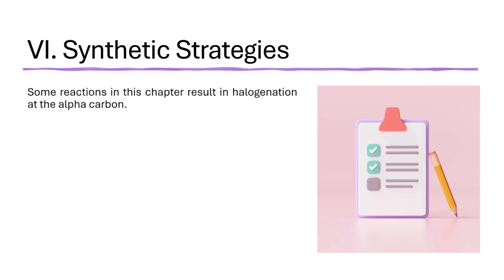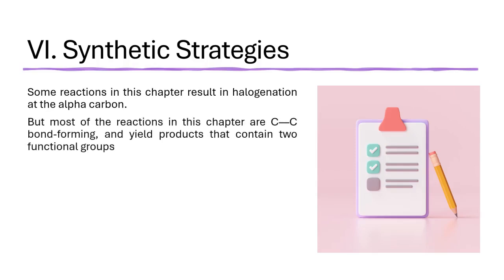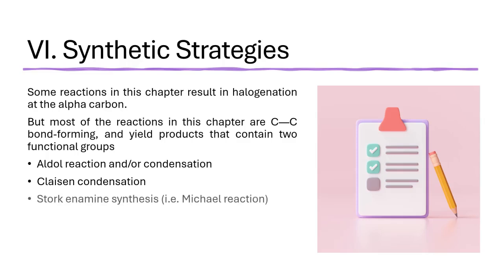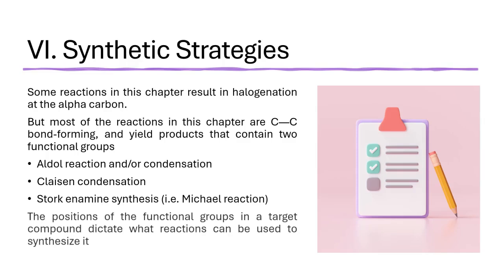Synthetic strategies. Some reactions in this chapter result in halogenation at the alpha carbon. But most of the reactions in this chapter are C-C bond forming and yield products that contain 2 functional groups. Aldol reaction and/or condensation, Claisen condensation, Stork-enamine synthesis, i.e. a Michael reaction. The positions of the functional groups in a target compound dictate what reactions can be used to synthesize it.